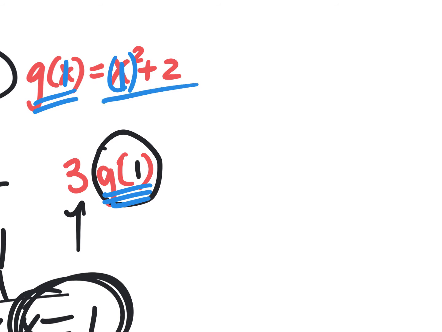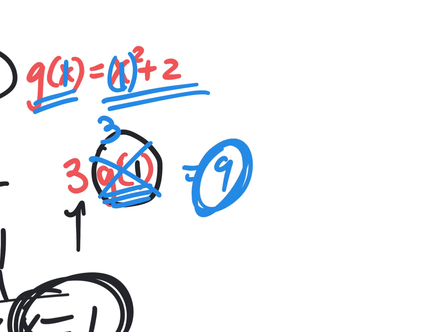G of 1 is that. 1 squared is 1 plus 2. A scary number of kids thought 1 to the second power was 2. It's not. It's 1. And then 1 plus 2 makes 3. And so this part is 3. And then 3 times 3 makes 9. The answer is 9. Who had 9?